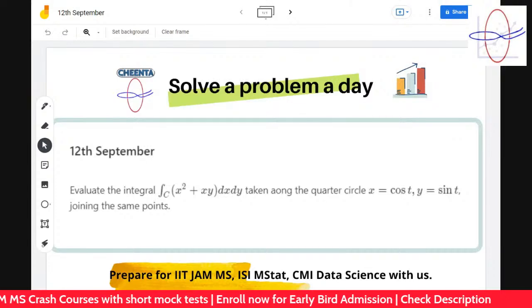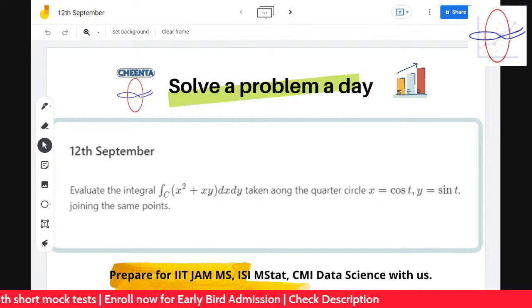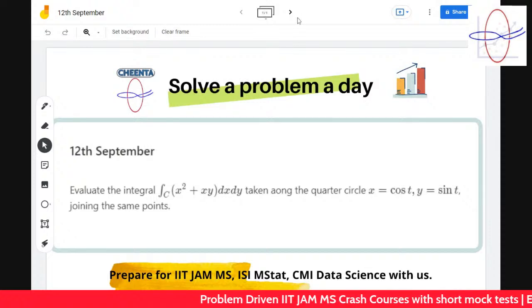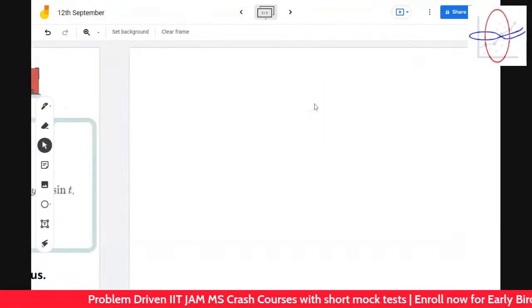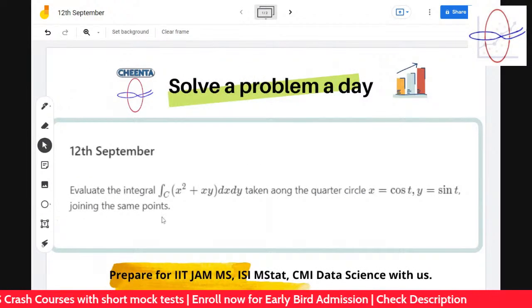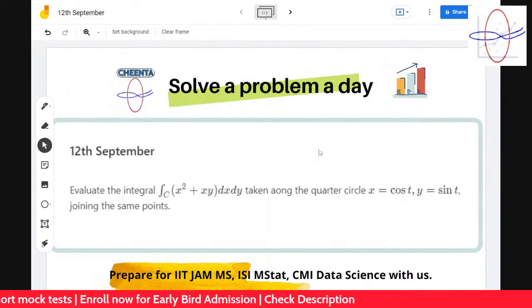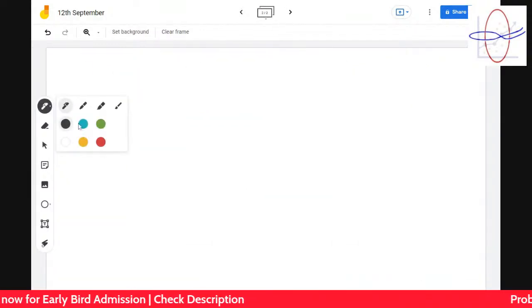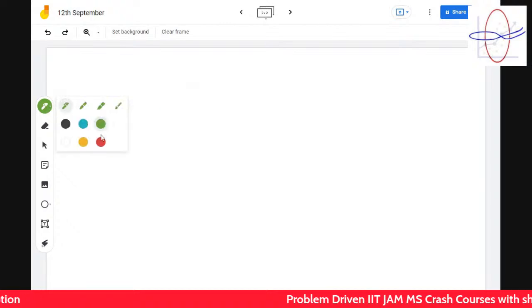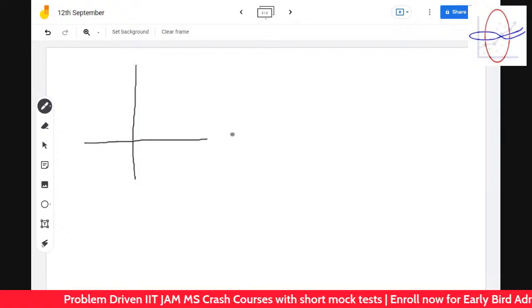If you have not solved it, please stop the video and do it yourself, and come back later to see the solution. Now, coming back to the problem, you have to evaluate the integral over a quarter circle joining the same points. I didn't understand the language "joining the same points," so what I did is take the positive quarter.